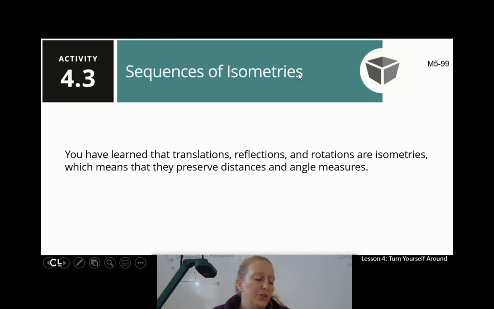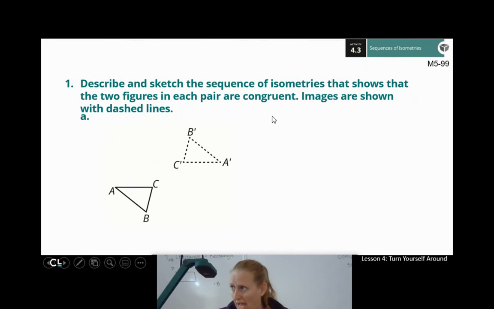All right, so you have now realized that translations, reflections, rotations, these are all isometries, which means that they preserve distance and angle measures, right? Same size, same shape. So you can describe, you can sketch what isometries are happening here. And it can be more than one. What isometries are happening here on page 99 that map the original onto the image.